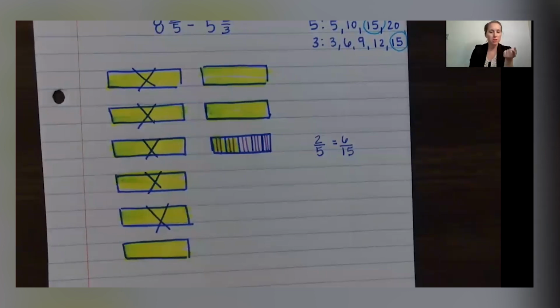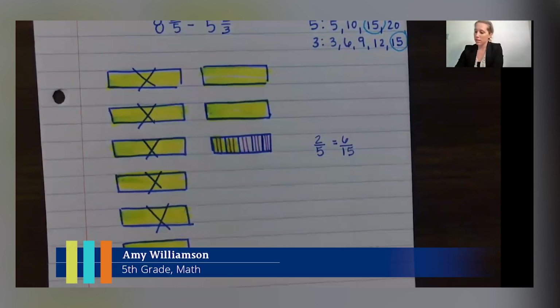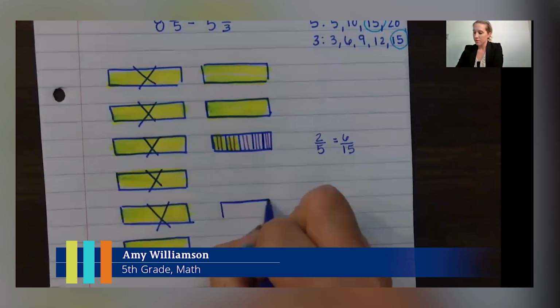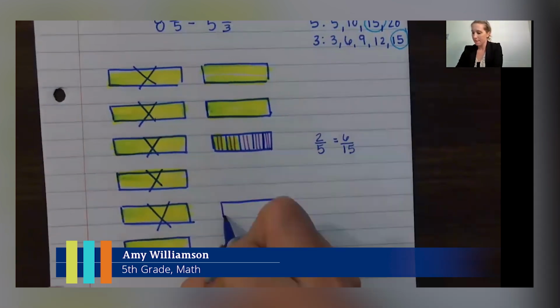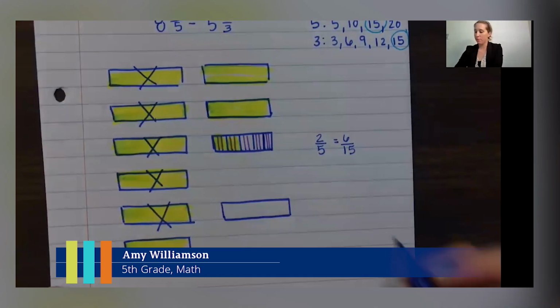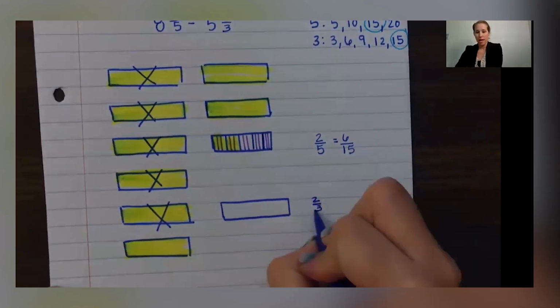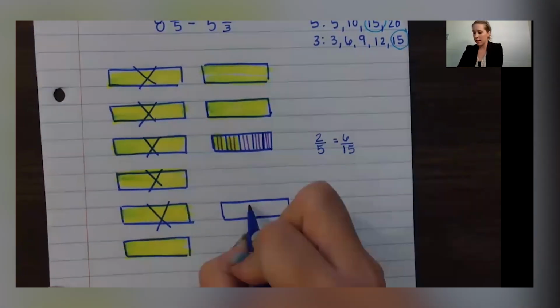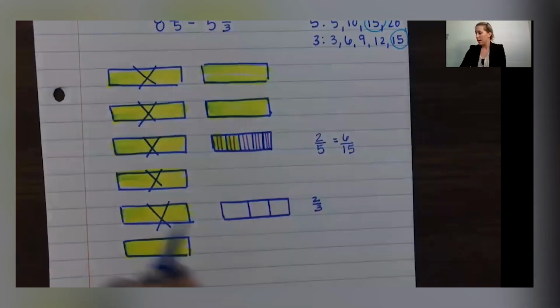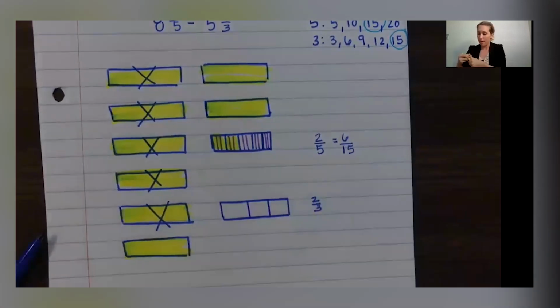But 2/3 is not in 15ths. So we have to figure out how to get 2/3 into 15ths. So let's go ahead and draw a model for 2/3. Let's start again with our fraction bar. If I'm wanting to represent 2/3, I need to partition it into 3 sections and shade in 2 of them.